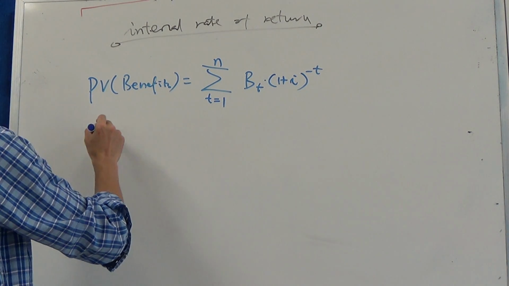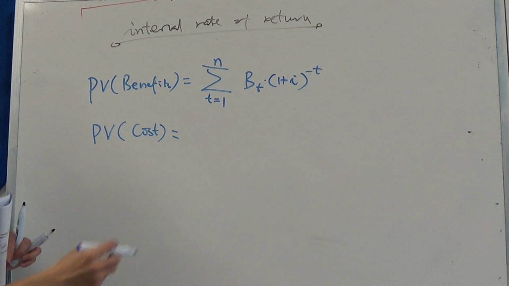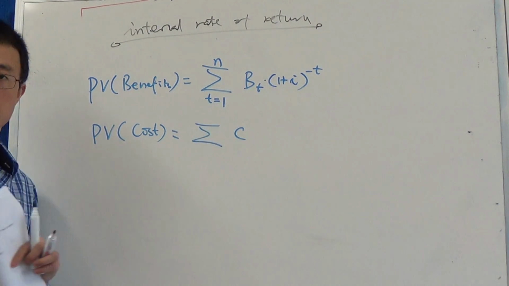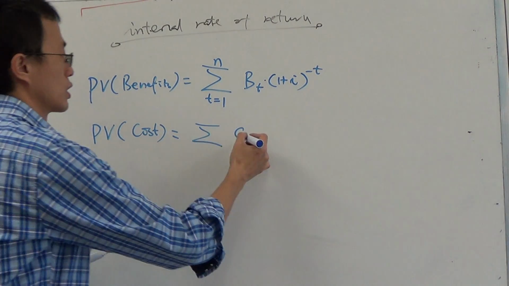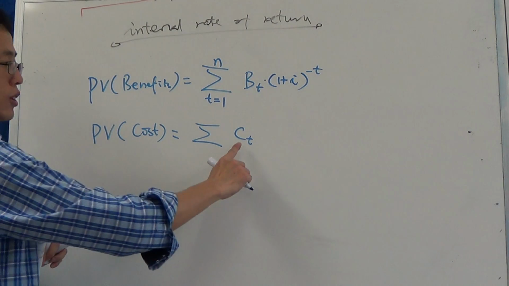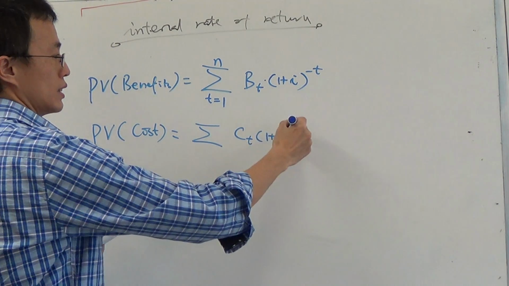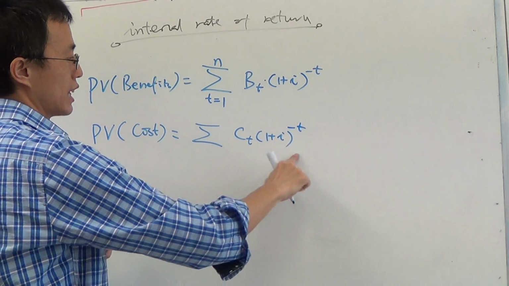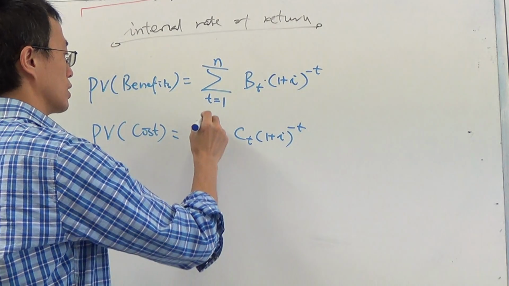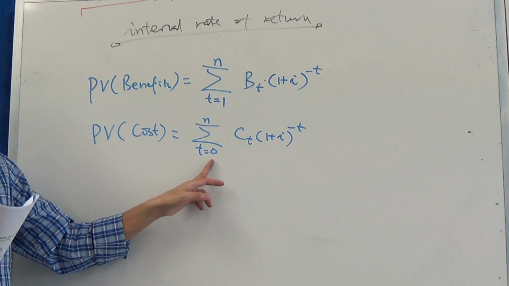And certainly we want to calculate the present value of cost as well. And cost, again, let me use C to denote the cost. And the cost could occur in each year. So if cost occurs in year T, discounted back, that's the present value of the cost happened in year T, then sum over 0 to n. So usually you have to pay a cost at present time.